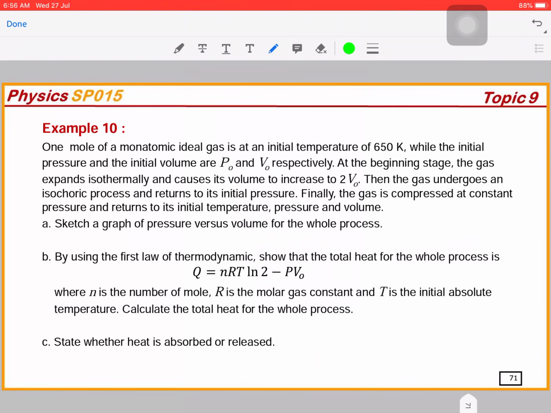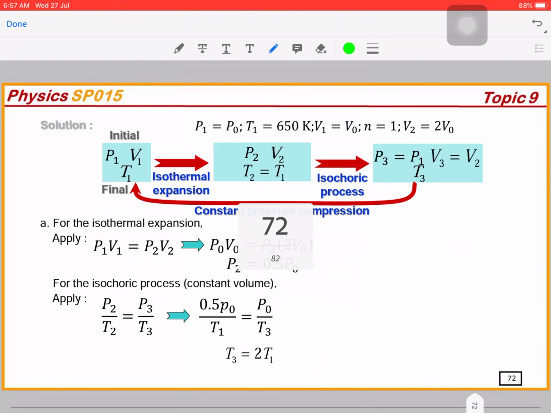Okay, first, A, sketch a graph of pressure versus volume for the whole process. And then B, by using the first law of thermodynamics, show that the total heat for the whole process is Q is equal to nRT0 (ln 2 minus 1), where n is the number of moles, R is the molar gas constant, and T0 is the initial absolute temperature, and calculate the total heat for the whole process. And last, C, state whether heat is absorbed or released. For C, you just need to check whether it is positive or negative.